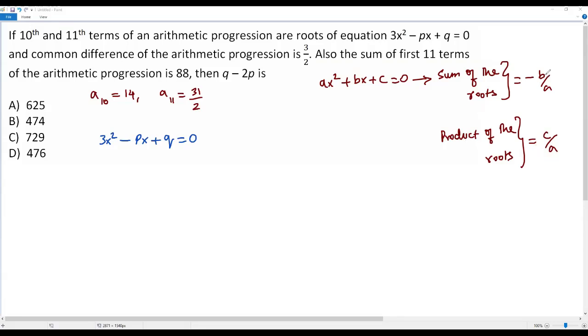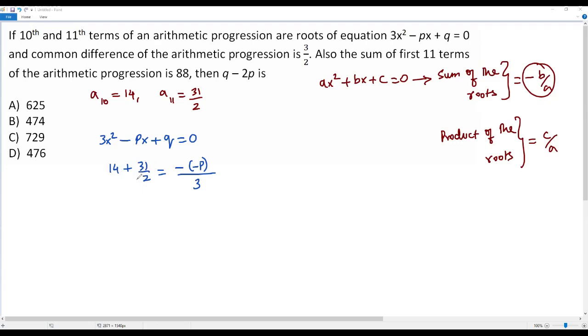Now let me use these formulas on this quadratic equation. We already know the two roots: the 10th and 11th terms, that means 14 and 31 over 2. To get the sum of the roots, I add the two roots, 14 and 31 over 2, which equals −b over a. Instead of b, we have −p, which is the coefficient of x, and for a, the coefficient of x² is 3. And let's add the integer 14 and the fraction 31 over 2.